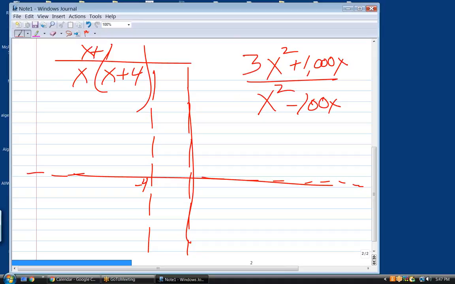In other words, the highest degree here is x squared, the highest degree down here is x squared. Then the horizontal asymptote is y equals whatever the ratio of the coefficients are. So in the example that I've drawn, the horizontal asymptote would be there at y equals 3. Just whatever that ratio is. If that was like that, it would be at y equals 3/2.